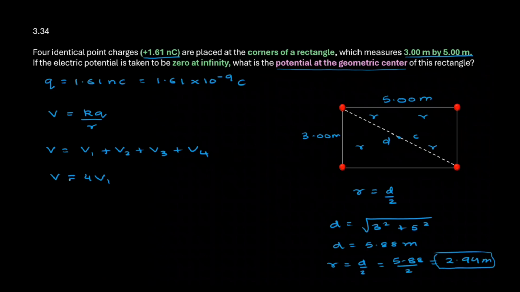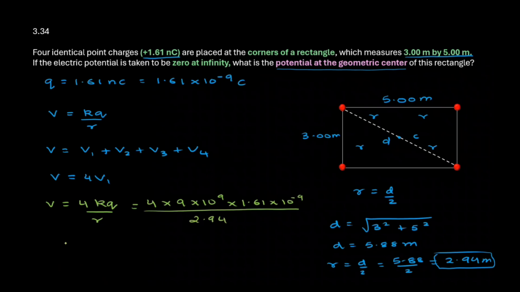After we find R, now we can substitute and solve for V. V we will write as 4 times V1, so that becomes equal to 4 times KQ over R. Now substitute. K is Coulomb's constant, 9 times 10 to the power 9. Q is 1.61 times 10 to the power negative 9 over the distance R, which is 2.94. And when you solve this, you get electric potential at the geometric center to be equal to 19.71 volt.